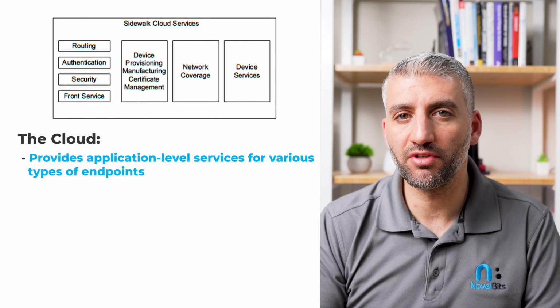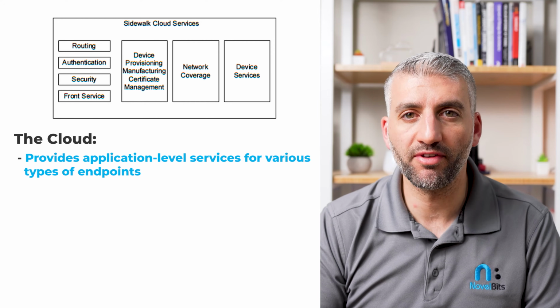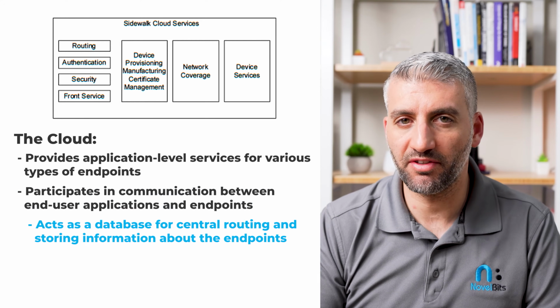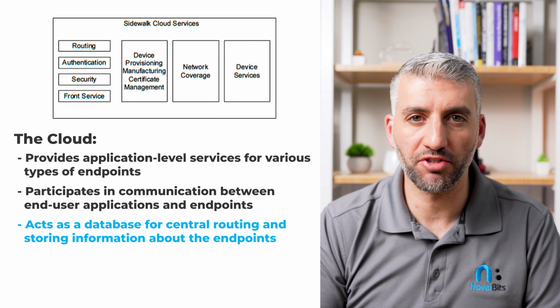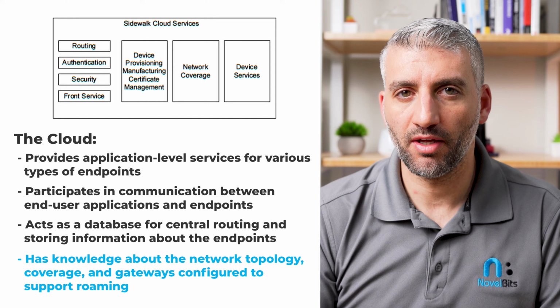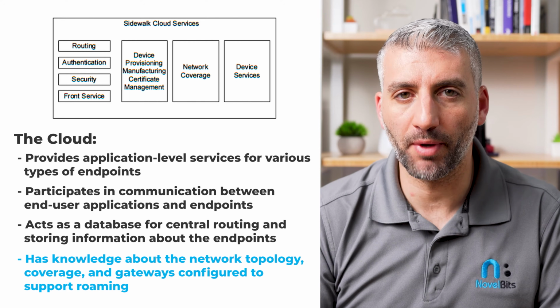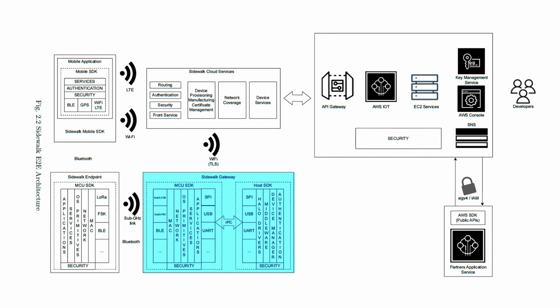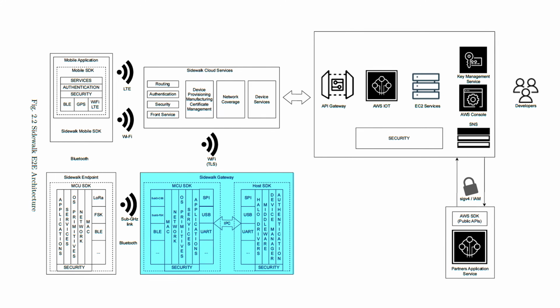It provides application-level services for various types of endpoints, participates in communication between end-user applications and endpoints, acts as a database for central routing and storing information about the endpoints, and it also has knowledge about the network topology, coverage, and gateways currently configured to support roaming. The cloud works to select the best gateways based on the RSSI and other parameters to route the downlink traffic. This is especially important when the endpoint is not within range of its users' gateways, and so it's in roaming mode.